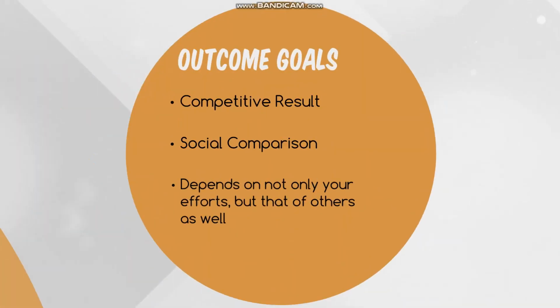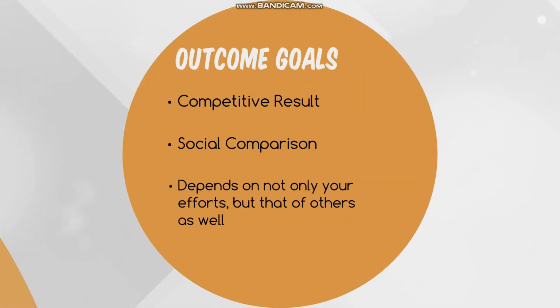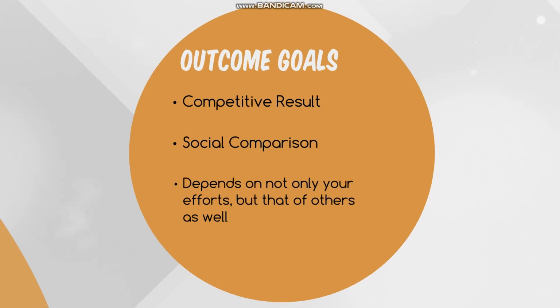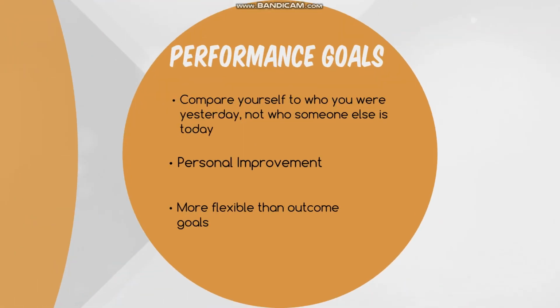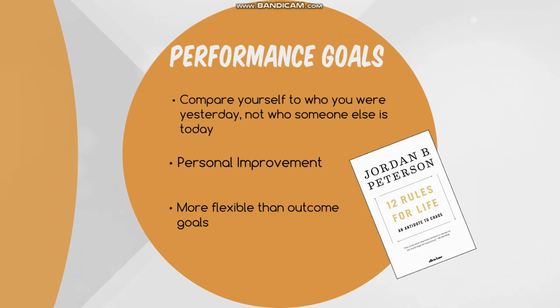Outcome goals are defined as a competitive result. For example, winning the upcoming game on the weekend is an outcome goal. By definition, an outcome goal is literally how yours or your team's skills match up against somebody else's. So an element of social comparison is always evident throughout our outcome goals. This means that their achievement depends not only on your skills, but on the skills of others and other external factors.